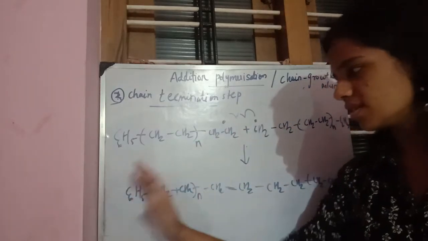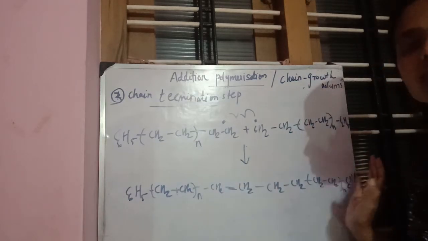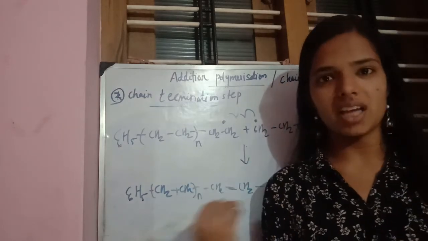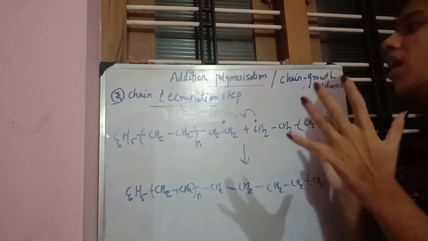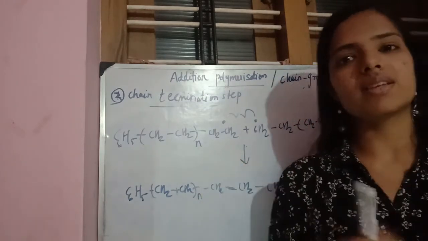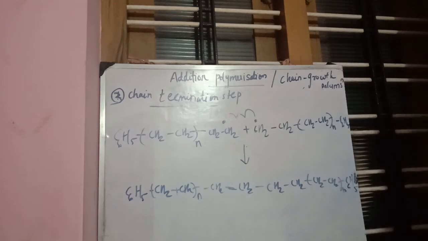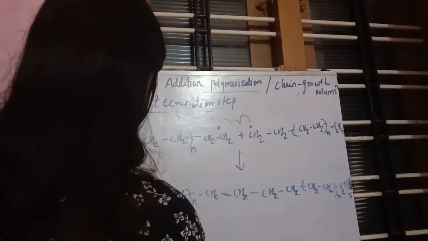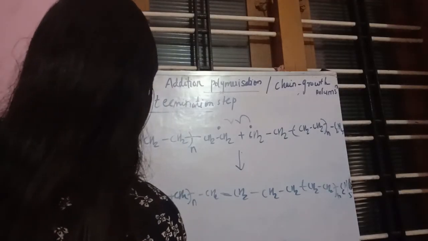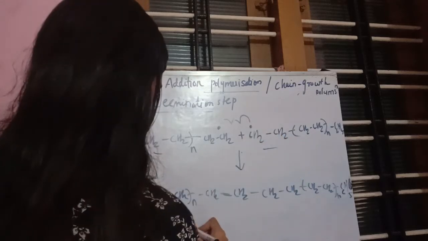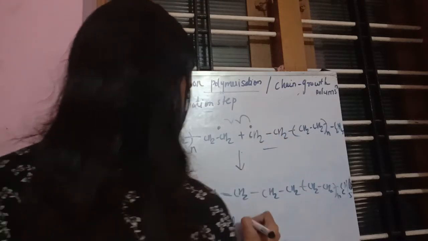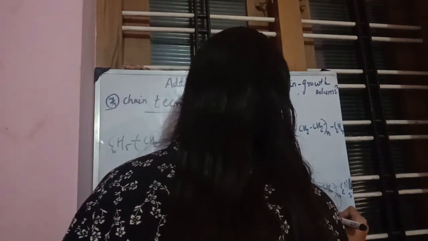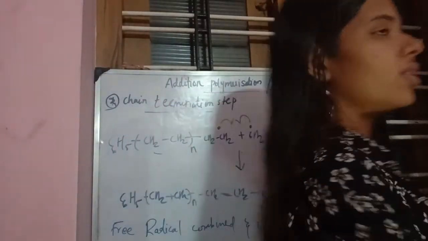We can remove the C6H5 by using suitable methods, and thus we get the polymer, right? That is, the polymer is polyethylene. So this is how this whole mechanism takes place. Hope it is clear to you. So I can say here the free radicals combined, and the chain is terminated in order to form the polymer.